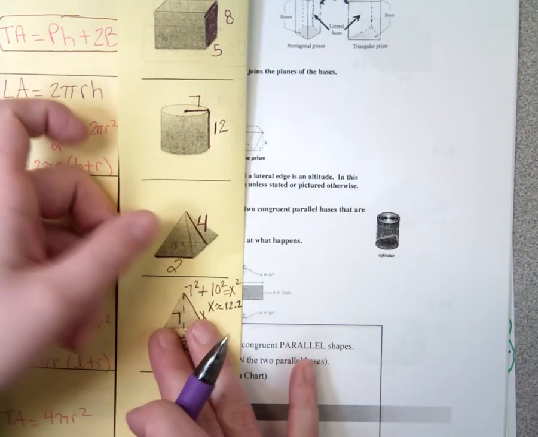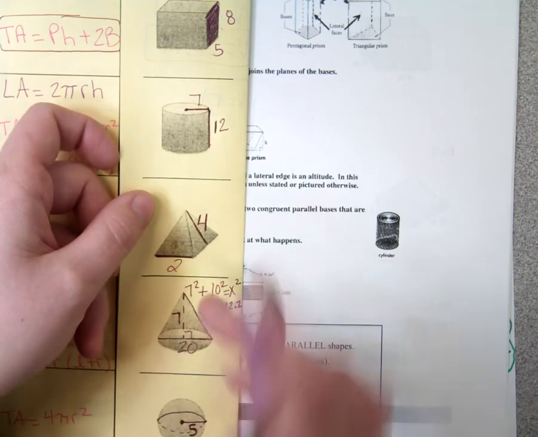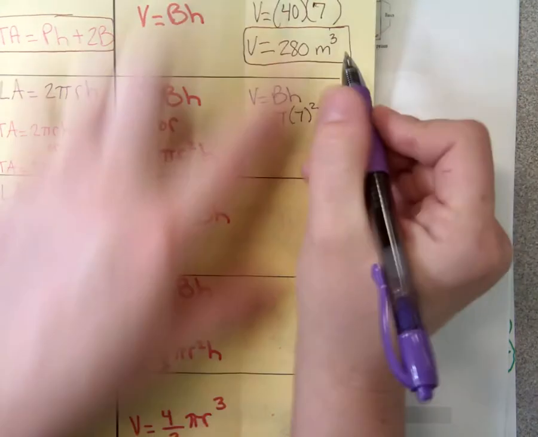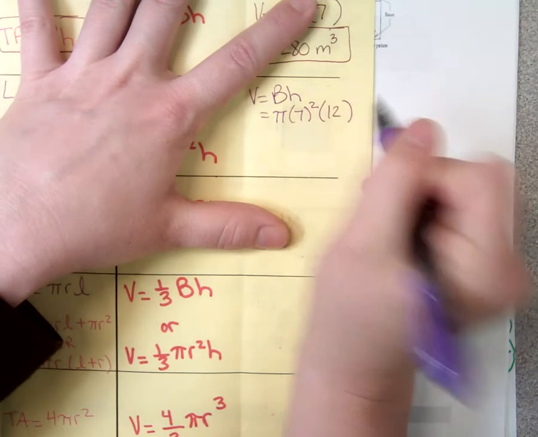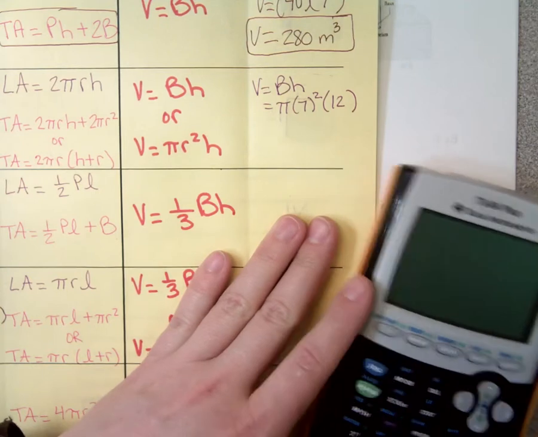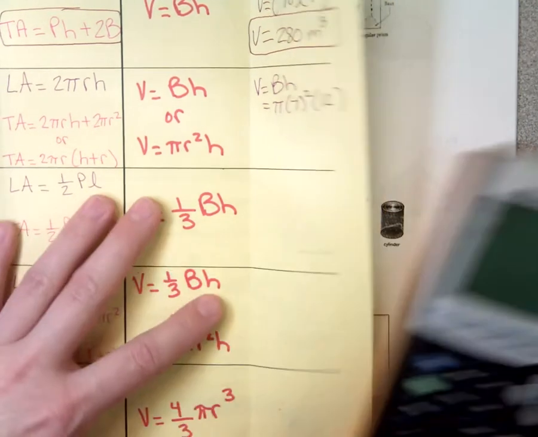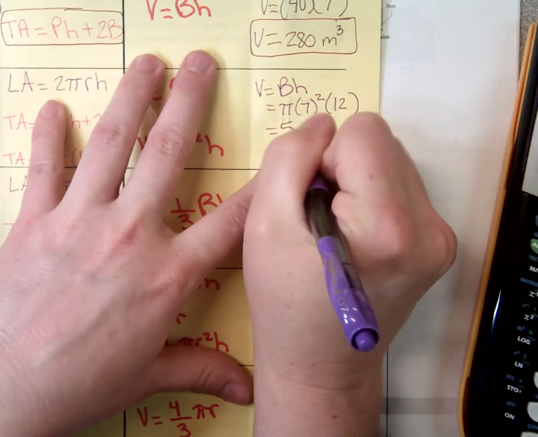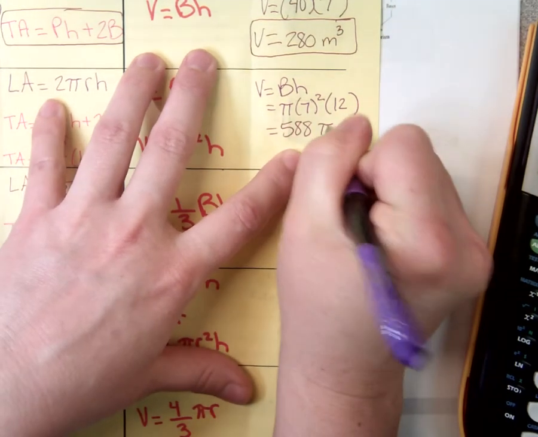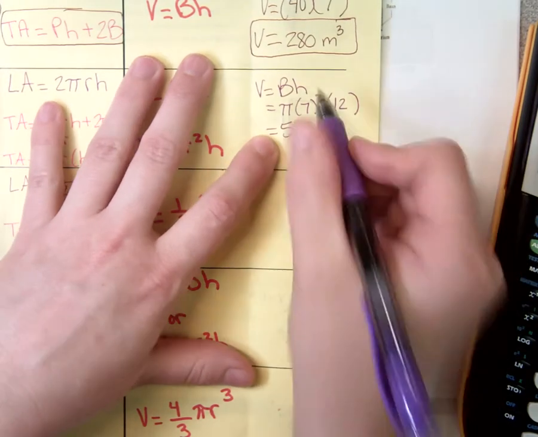And then the height of the cylinder, what's the height of the cylinder? 12 is the height of the cylinder, so times 12. Let's work that out, leaving it in terms of pi. 588, and that would be 588 pi. If I stick with the meters that I've been using, it would be meters cubed.